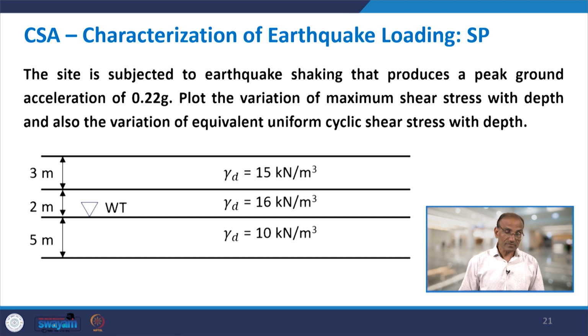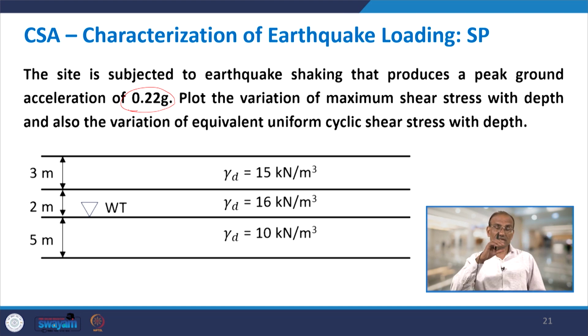Now, coming to an example where you can see how we can use what we discussed earlier in the characterization of earthquake loading using the simplified procedure, because here it is difficult to deal with ground response analysis. A site is subjected to earthquake shaking that produces a peak ground acceleration of 0.22 g. So, simply, your Amax is 0.22 g. Plot the variation of maximum shear stress, tau max, with depth, and also the equivalent uniform cyclic shear stress, tau cycle, with depth. This is simple.